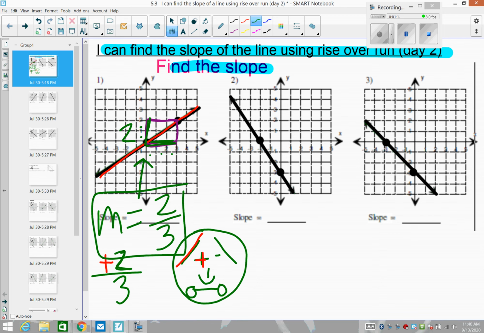That's a complete review from yesterday. So we're just doing more practice. It is that crucial of a skill. All right, next question. So we have a decreasing line here. So we're going to say that the slope is negative. We build our rectangle.